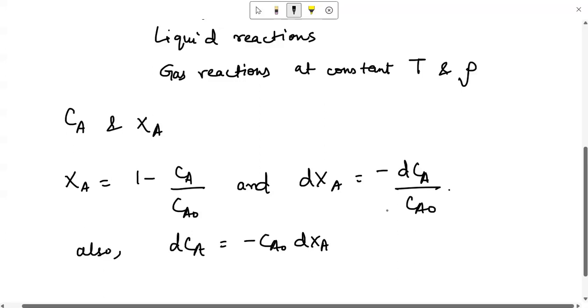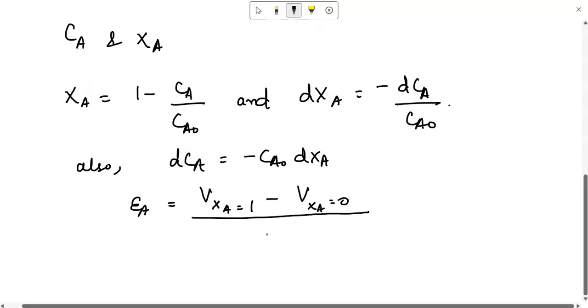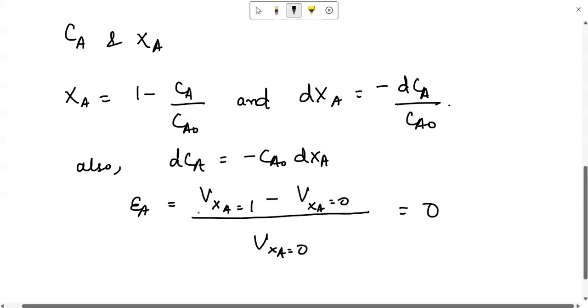And by constant density, what I mean is that epsilon A equals (V at XA equals 1 minus V at XA equals 0) by V at XA equals 0, which is equivalent to 0. That is the volume ratio between 100% conversion and 0 conversion. That is remaining 0. So now you know that this is a constant density system.